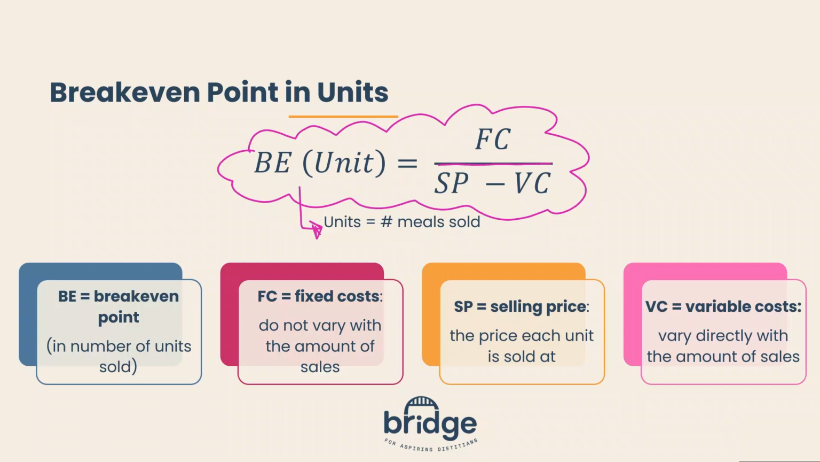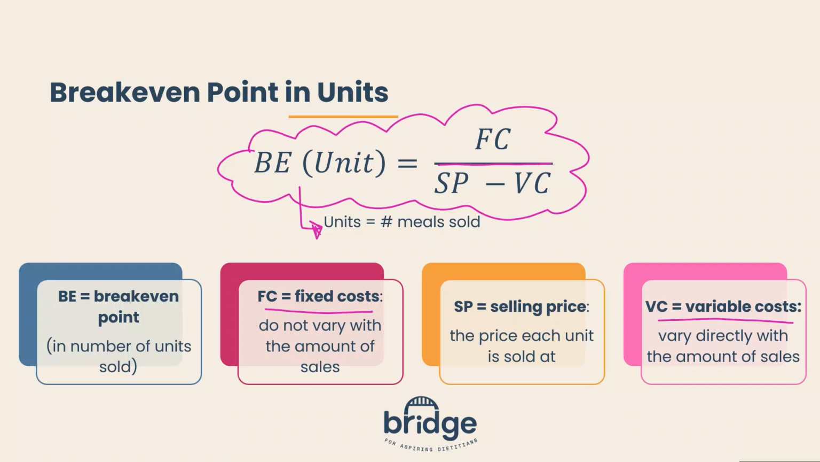Fixed costs are the costs that stay the same no matter how much you sell, like rent or equipment leases, an annual software subscription. They're predictable and constant. Variable costs, on the other hand, change with volume. Each time you make or sell one more item, you take on more cost. Think of ingredients, takeout containers, or hourly labor. The more meals you serve, the more these add up.